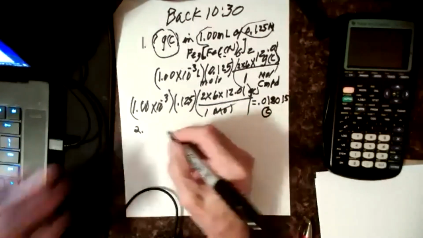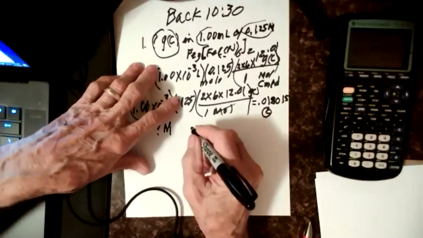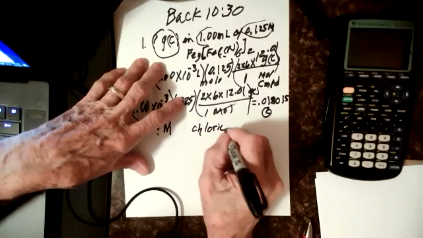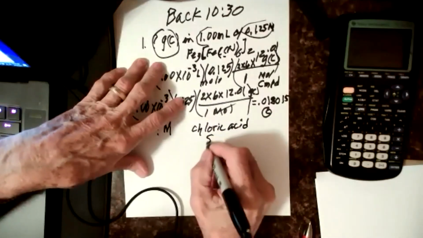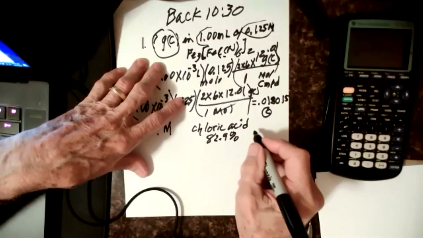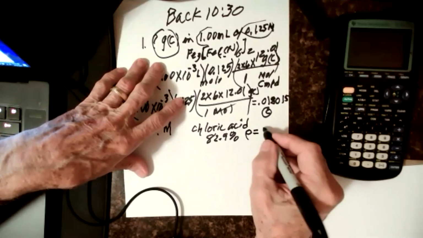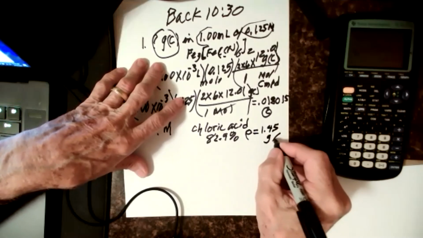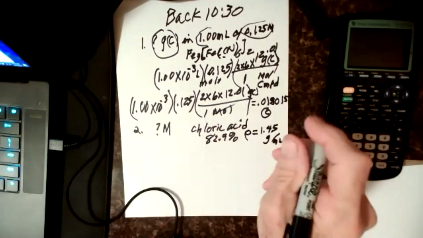And this problem says, what is the molarity of a solution of chloric acid that is 82.9% chloric acid, and the density, rho, is equal to 1.45 grams per milliliter. So that's the density of that solution. We want to know what's the molarity of it.